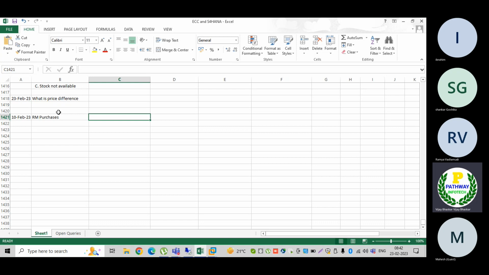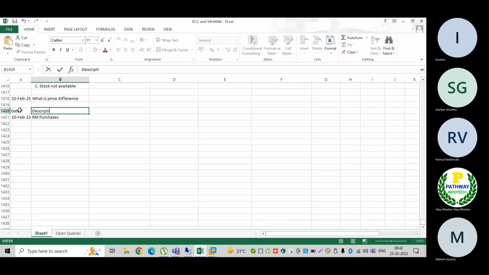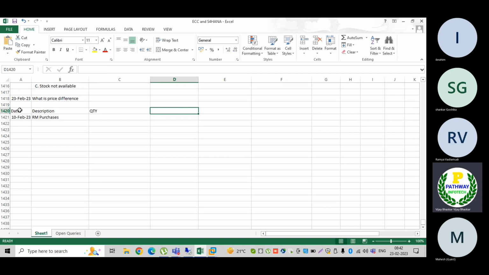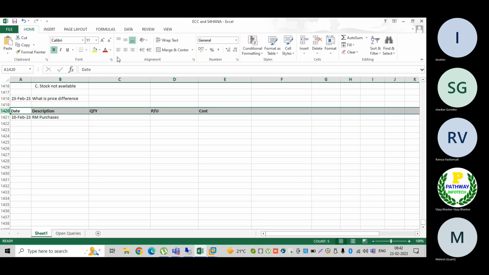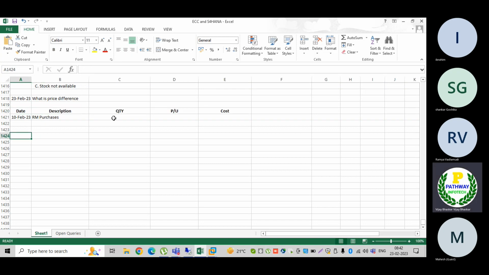Then I will mention here, we'll follow the structure: date, description, quantity, how many quantity we have purchased, then price per unit, then total cost, or else I'll mention the cost. Let us assume I have purchased 500 quantity here, so I have placed the order. Then per unit cost would be, let us assume, 10 rupees. 500 into 10 rupees is 5,000 rupees is the total cost.